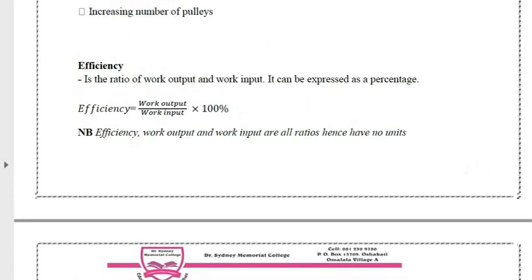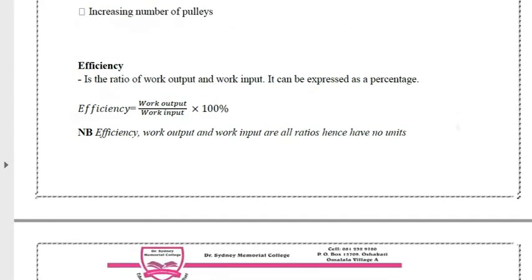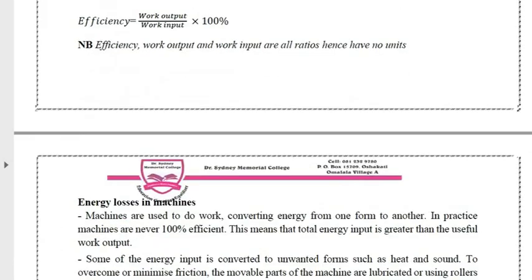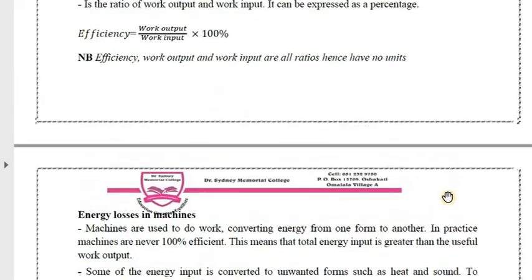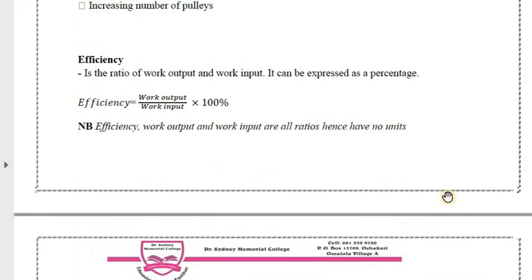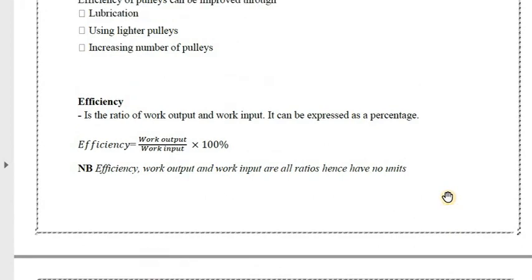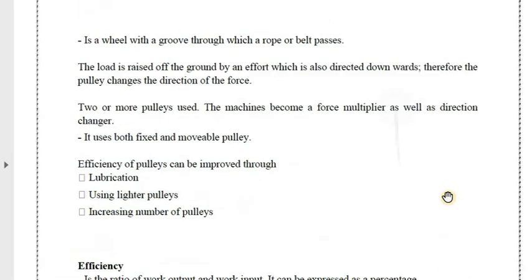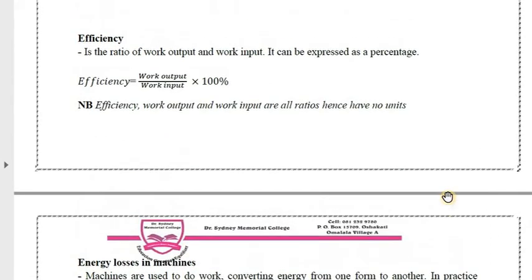If you look at the definition of efficiency, it is the ratio of work output and work input. Work output over work input. Whenever you do work, and whichever machine you use, it's not always going to be 100% efficient, because there are always going to be things like friction. If you are using a pulley, some of your energy and some of your effort is going to be lost in just overcoming the force of friction and not actually lifting the load.